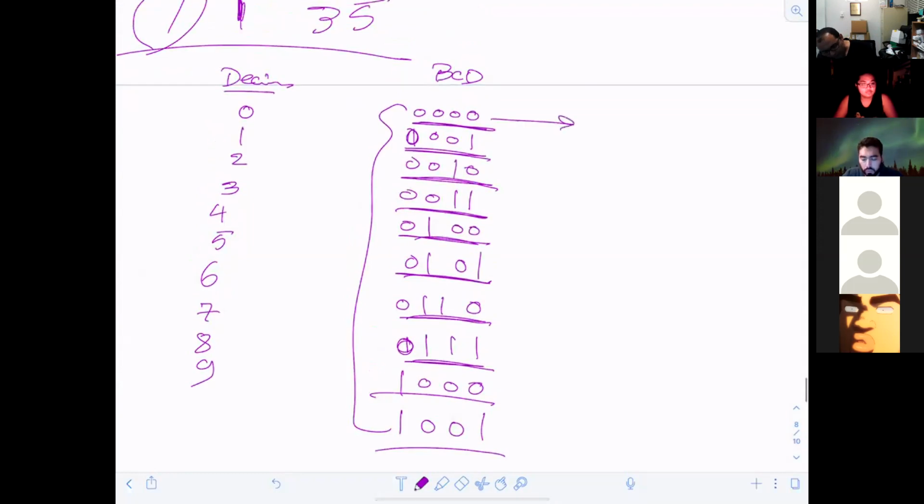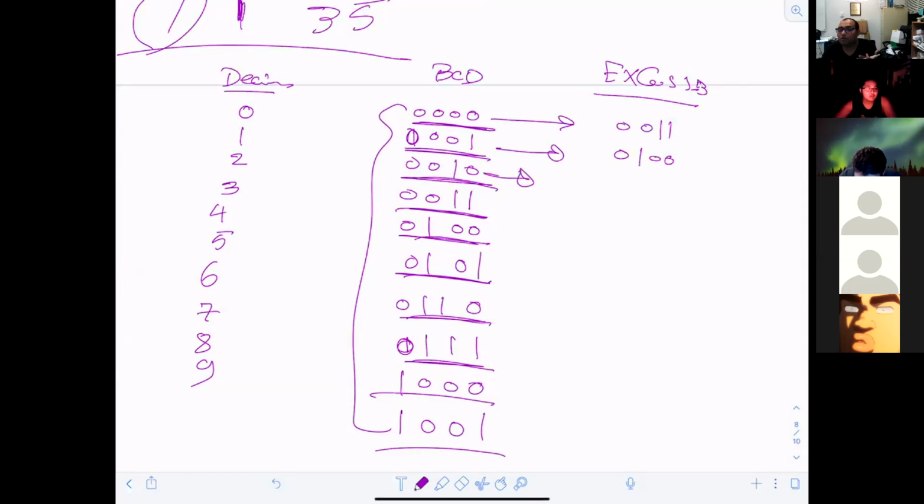So 0 in the excess-3 code is 3, because I add 3 to it, right? So if you add 3 to it, it's going to be 0 0 1 1. 1 in excess-3 is what? 4. So basically that's 4.